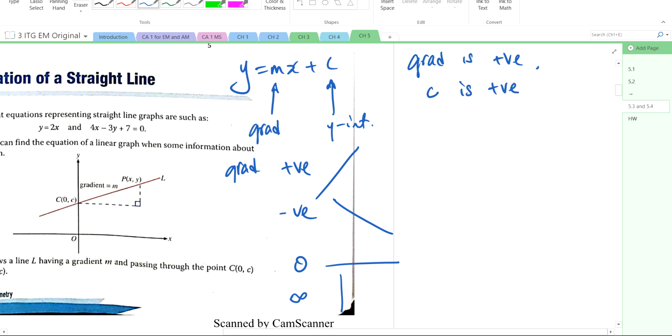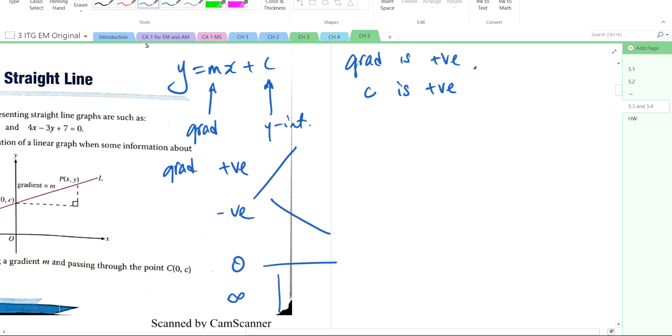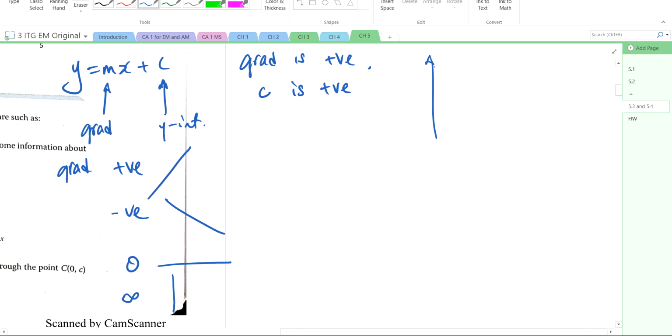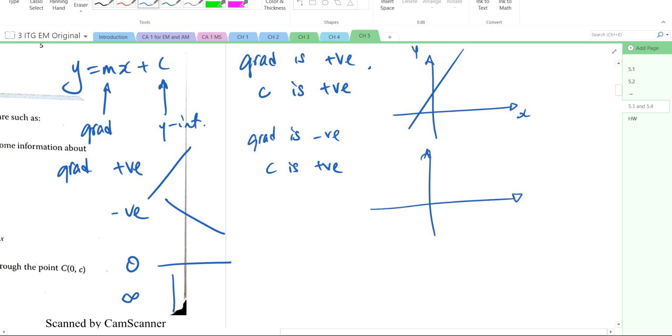What does a graph look like when I tell you that gradient is positive and c is positive? It slopes upwards, and where does it cut the y-axis? So it must look like this, right? No other options. Gradient is negative, c is positive. What does this look like? Opposite, mirror image. Y-intercept above the x-axis, then sloping down, like this.